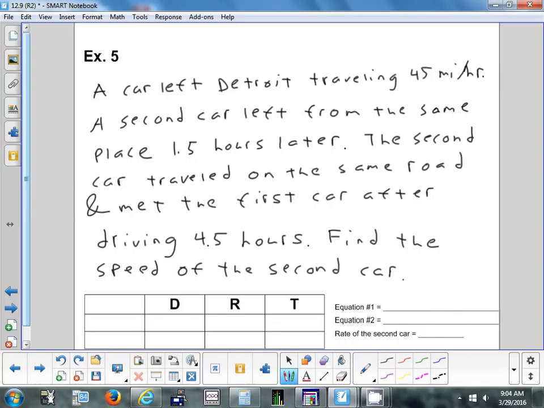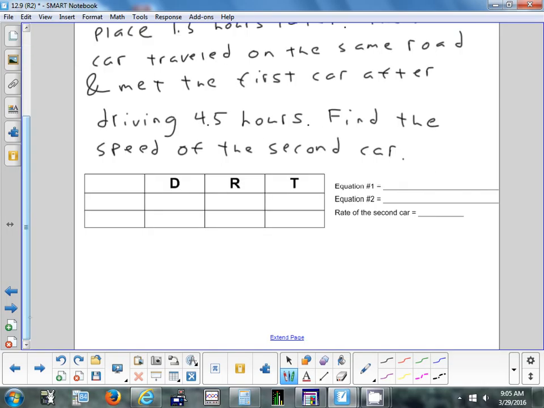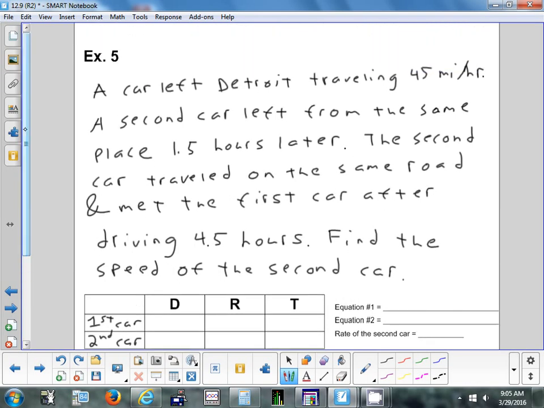Okay, it says a car left Detroit traveling 45 miles an hour. A second car left an hour and a half later. Okay, so I think this is a problem where maybe we should call our things car 1, car 2. Or you could say first car, second car, if you want to do that. So let's label it first car, second car. And when I say car here, this is the first car that left Detroit.